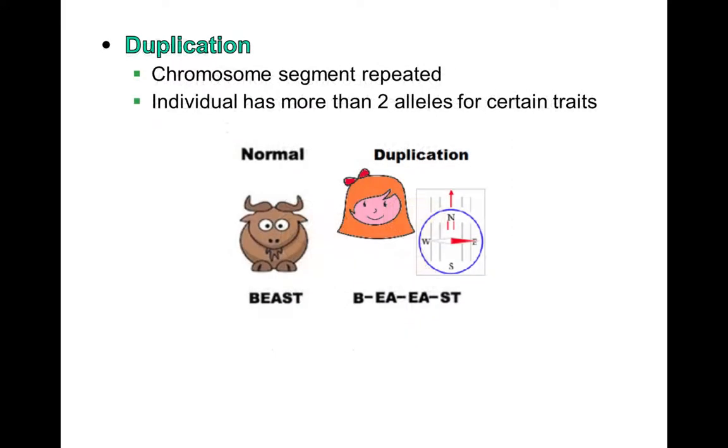The next one that we have to look at is duplication. In duplication, a segment of a chromosome is repeated, like in this example, the part EA, which makes it sound like it's a girl called Bia that is from the East. Or I don't know what it makes it say, but it has a duplicate of one segment.